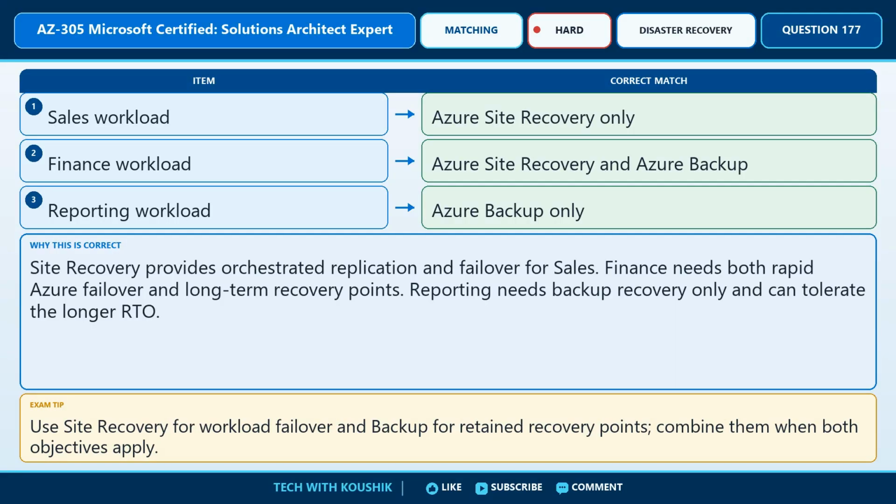Here are the completed matches. Pair Sales Workload and Azure Site Recovery only. Pair Finance Workload and Azure Site Recovery and Azure Backup. Pair Reporting Workload and Azure Backup only.